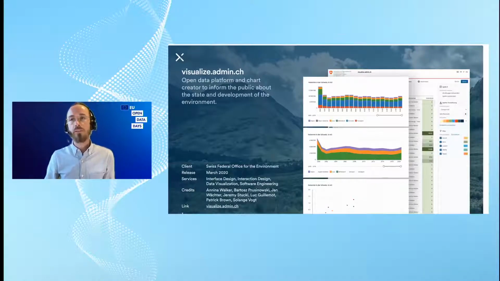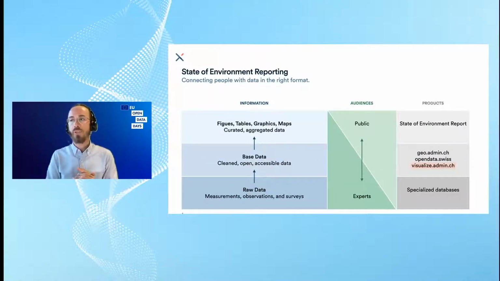Before I jump into how we've built it and why we've built it, a brief context of where this new tool lives within the communication chain of the Federal Office for the Environment. The Federal Office for the Environment produces a series of different data products. We start at the very bottom where they measure and conduct surveys and collect observations. And all of that raw data is oftentimes published as specialized databases that are primarily focused on experts.